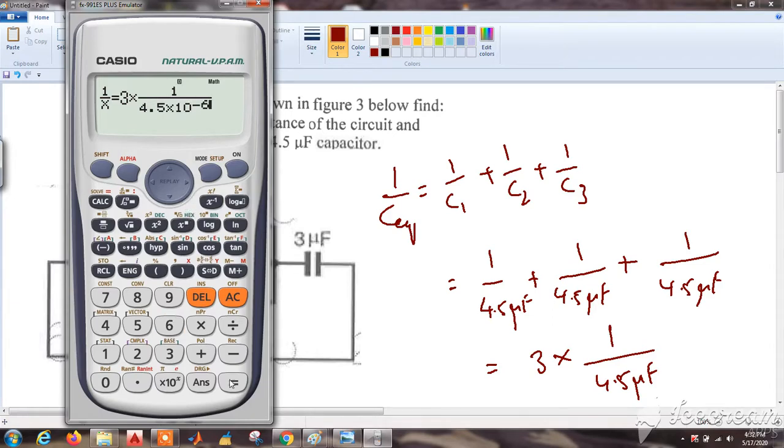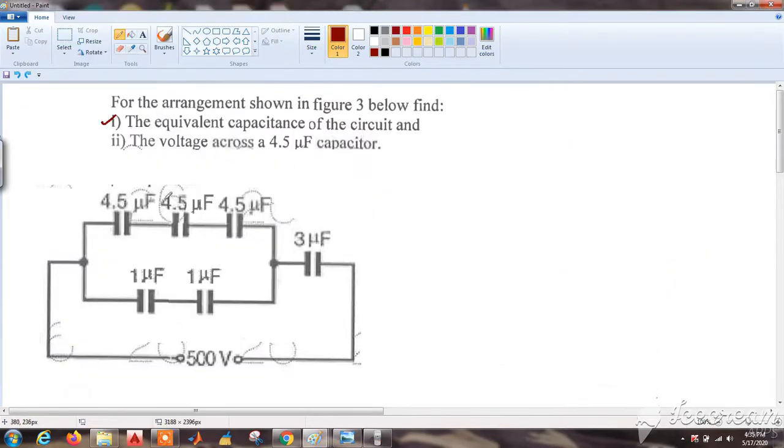Now do not press equal to directly. First press shift, then press solve. Don't look at this answer; this is the answer from when you used your calculator the last time. Then press equal to again, and you will get your result: C equivalent is 1.5 into 10 power minus 6, that is 1.5 microfarad. Now we can replace these three capacitors with a 1.5 microfarad capacitor. Now let's redraw it like this.